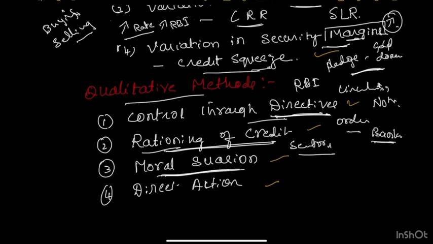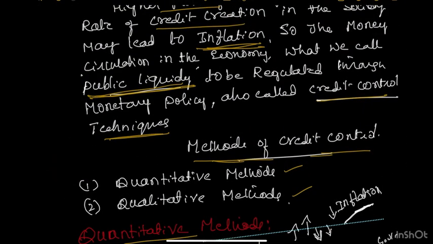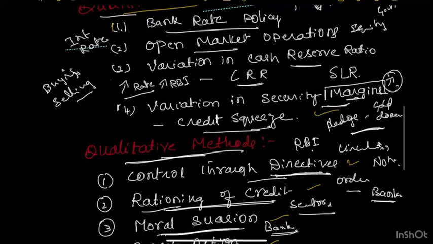Moral suasion: the instructions or some advice will be given to the managers or the higher authorities of the banks who are in charge of granting loans and advances or the credit creation. And sometimes the RBI has to take direct action also against the banks which are not following the instructions or the directions properly to control the credit creation. Okay. So likewise, we have quantitative and qualitative methods by which the RBI is going to have a control over the credit creation in the economy.